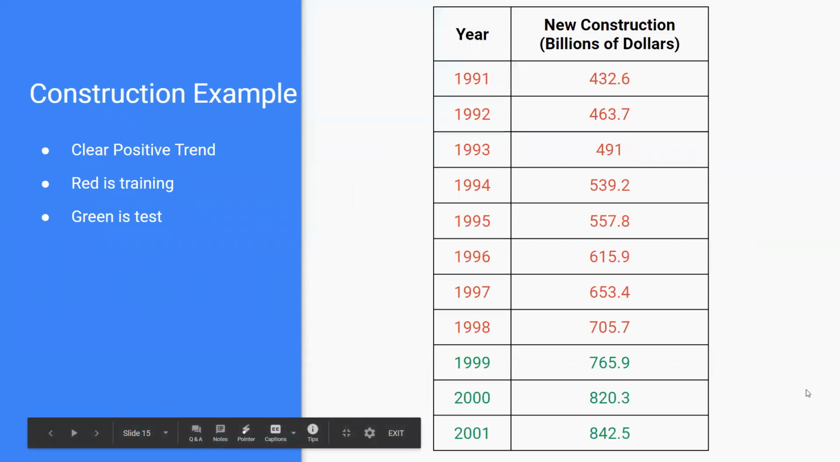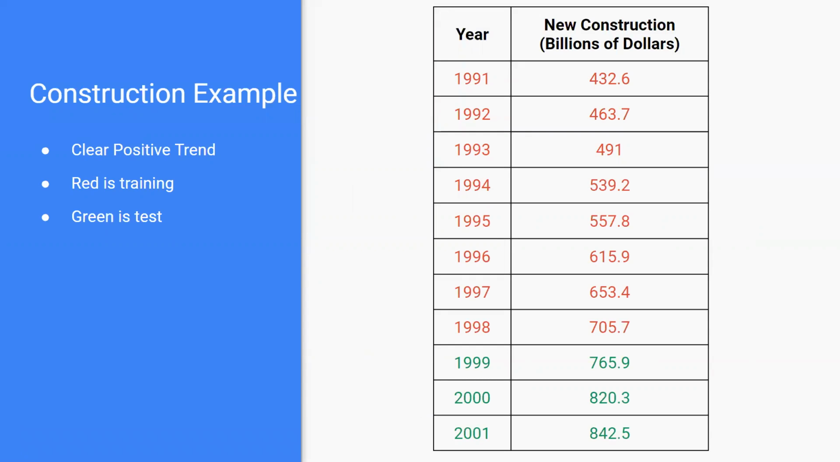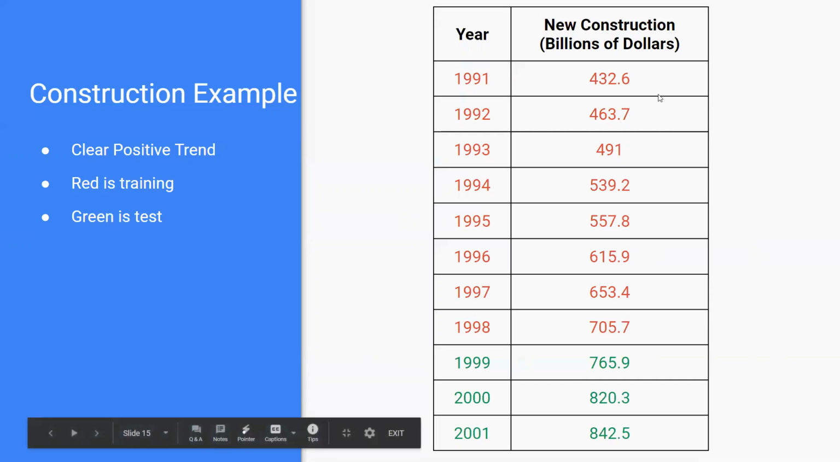To illustrate how Holt's method compares to simple exponential smoothing when it comes to time series with a trend, another financial data set is studied. This time series contains information on the amount of money in billions of dollars spent on new construction in the United States, and the data displays a clear positive trend. Forecasts will be constructed for the last 3 years of the data, 1999 to 2001, using both exponential smoothing methods. As you can see, we have the training set in red and the testing set in green.